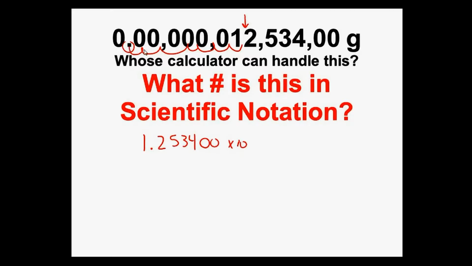I moved 1, 2, 3, 4, 5, 6, 7. 10 to the, watch this, negative 7. Okay? I have a negative right there. That's cool, it's not a bad number. Negative simply means my number is small. This is a decimal, a very small number. And so when my exponent is negative, it's when I deal with decimals.